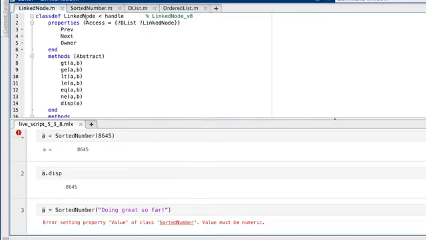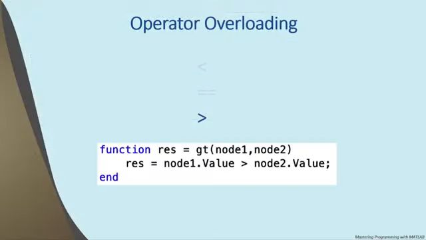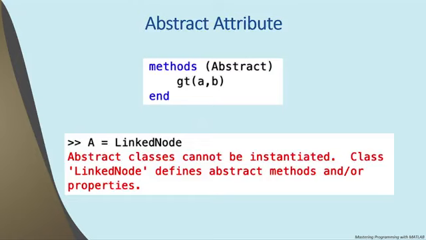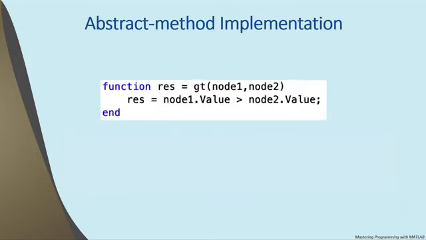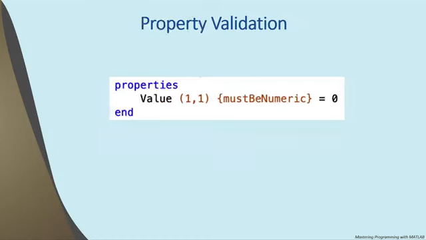Before we end the lecture, though, let's summarize the things we've learned. First, we learned how to overload an operator using greater than as our example, and I have deemed that to be very cool. We learned how to declare methods to be abstract, and that a class with even one abstract method cannot be used to define objects. But we also learned how to implement its abstract methods in its subclasses so that those subclasses can be used to define objects. We learned how to validate function arguments, and we just learned how to validate properties.